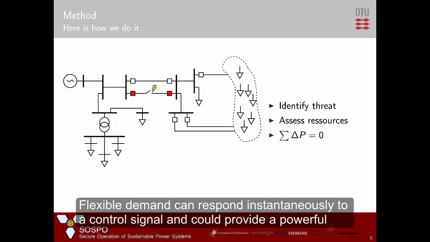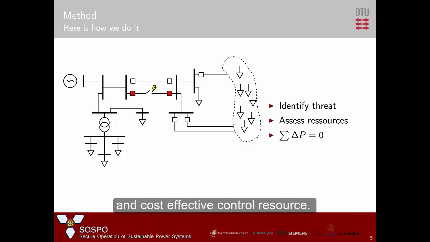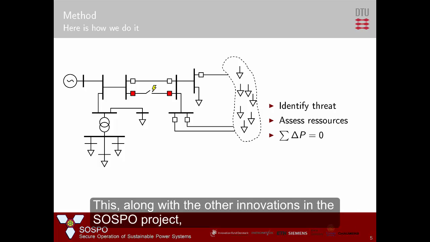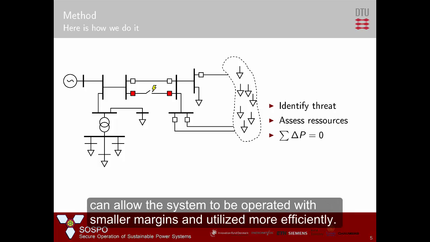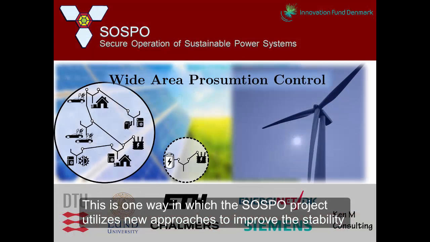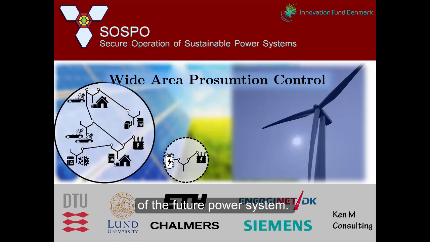Flexible demand can respond instantaneously to a control signal and could provide a powerful and cost-effective control resource. This, along with the other innovations in the SOSPO project, can allow the system to be operated with smaller margins and utilized more efficiently. This is one way in which the SOSPO project utilizes new approaches to improve the stability of the future power system.